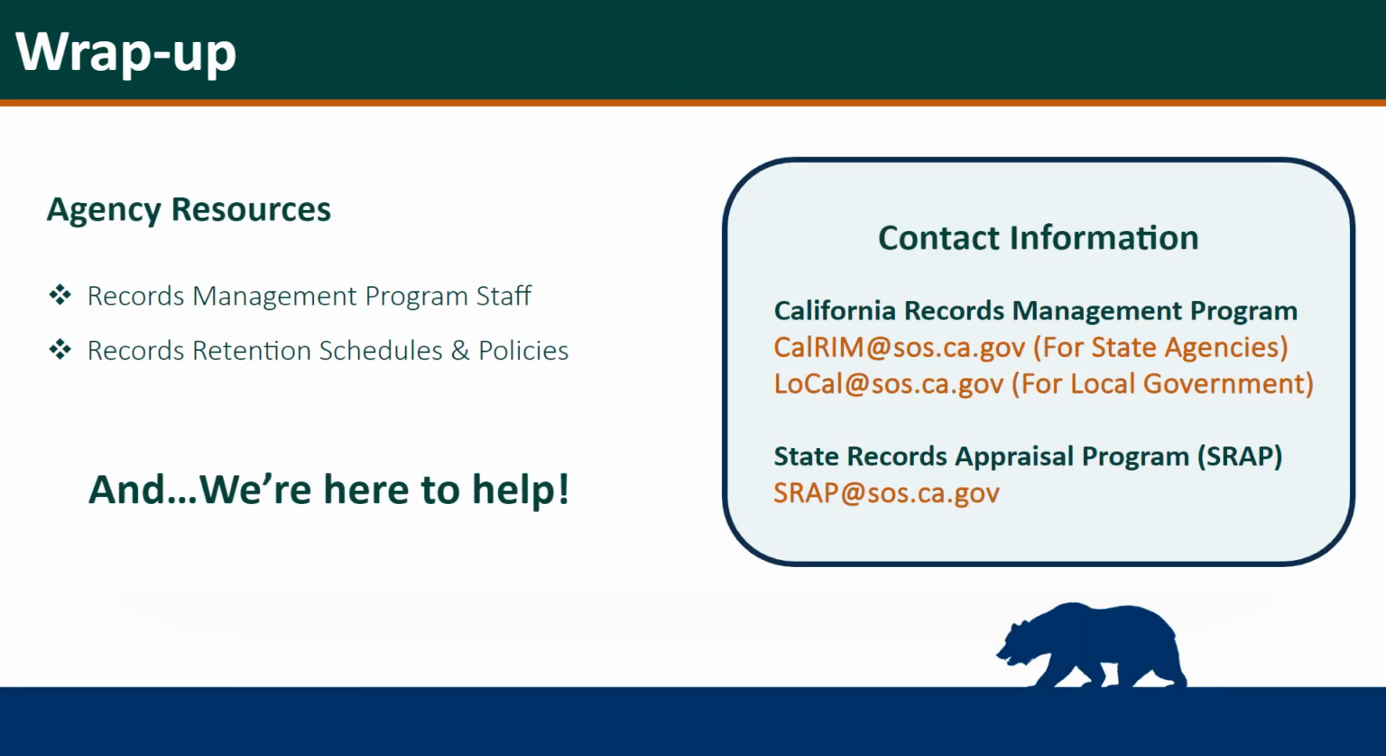Okay, that's it for this Records Management Basics course. One of the main things we want you to walk away with is that there are resources to help you and your agency with records management. Your primary resource should be your agency's retention schedules and records management policies. Remember, every state agency should have a records management coordinator you can contact for help. We've also listed the email address for both the state and local government records management teams on the screen. And finally, if you have government records with enduring historical value, contact the California State Archives State Records and Appraisal Program for a consultation. We've provided you with that email address as well.